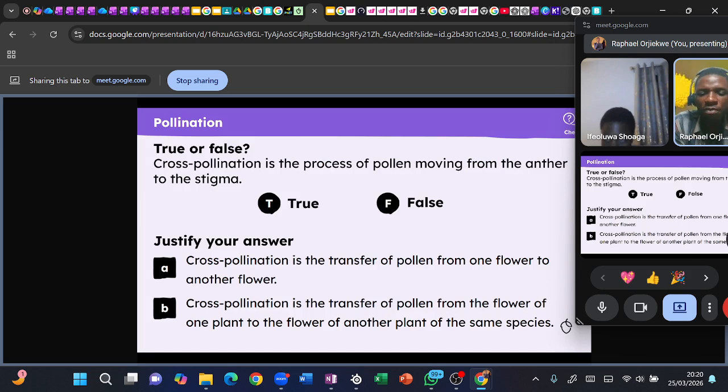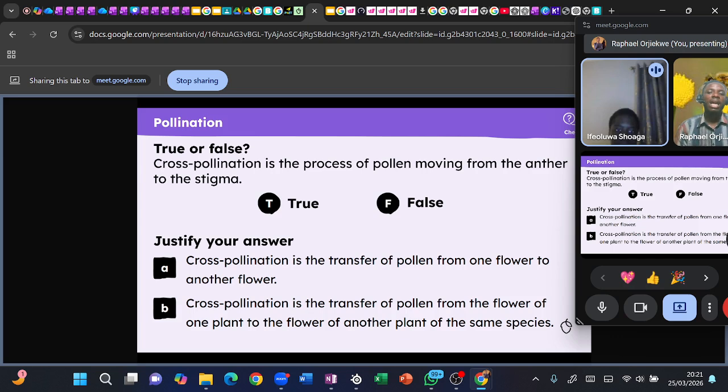Cross-pollination is the process of pollen moving from the anther to the stigma. Is it true or false? Yeah. Be very sure. True. Read it very sure and tell me if it's true or false. True. Okay, if you said it's true, can you justify your answer?